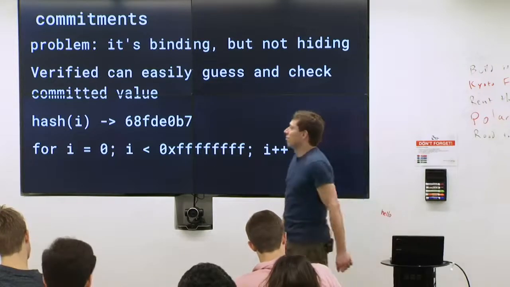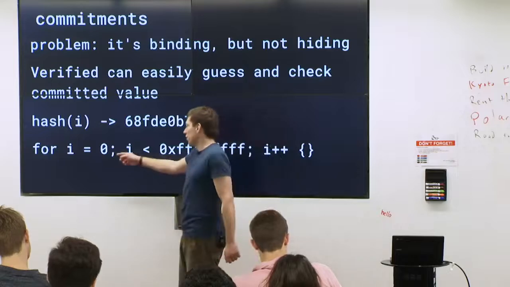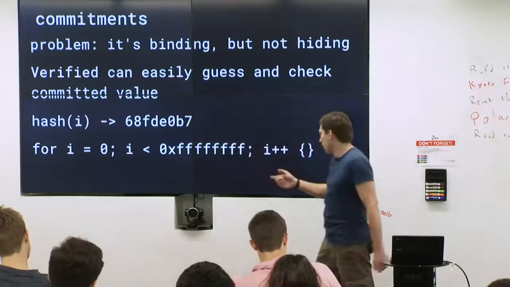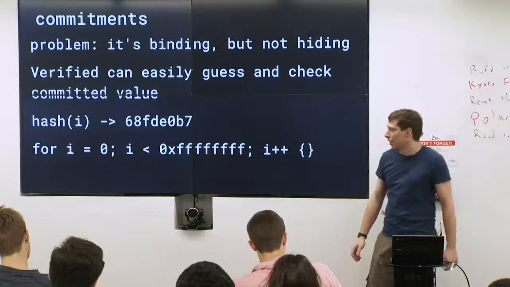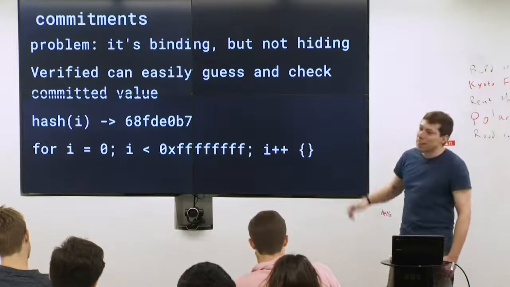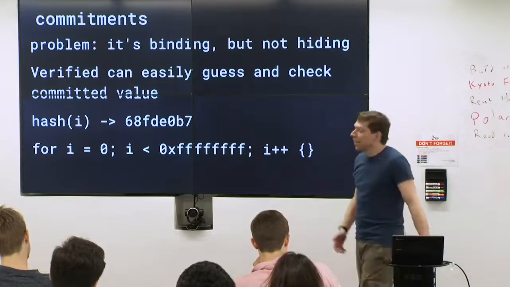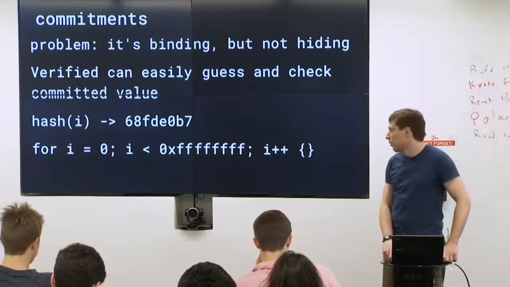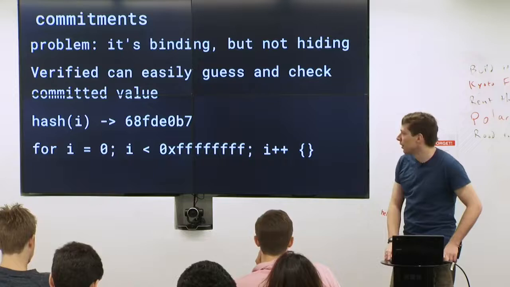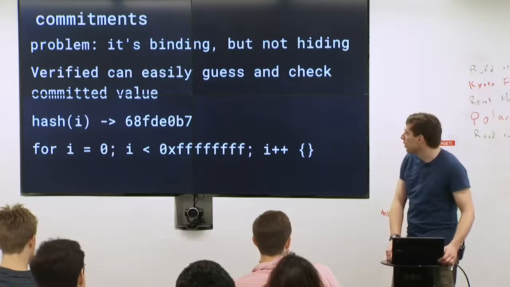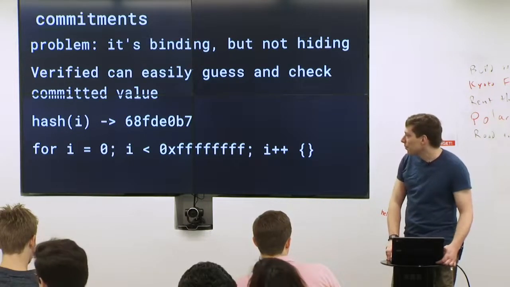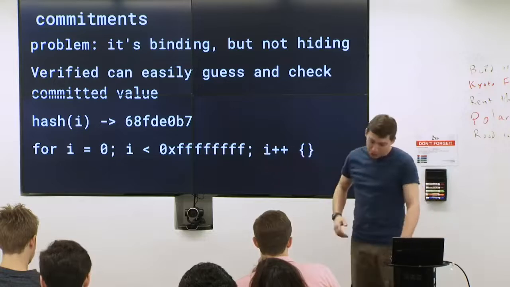Okay, for i equals 0, just keep trying different i's and see if the hash matches 68FD. This will take very little time because 5 is going to come up pretty quick. And then everyone will know, okay, he's ordering 5 pizzas. Sounds like a decent party, but not really worth going out of my way to go to. If it was FFFFF pizzas, that would be something else.